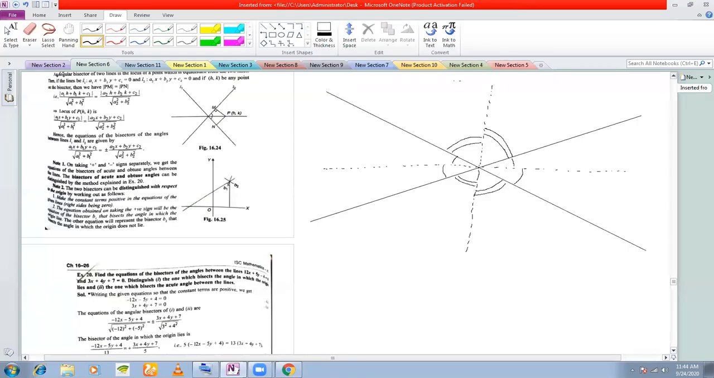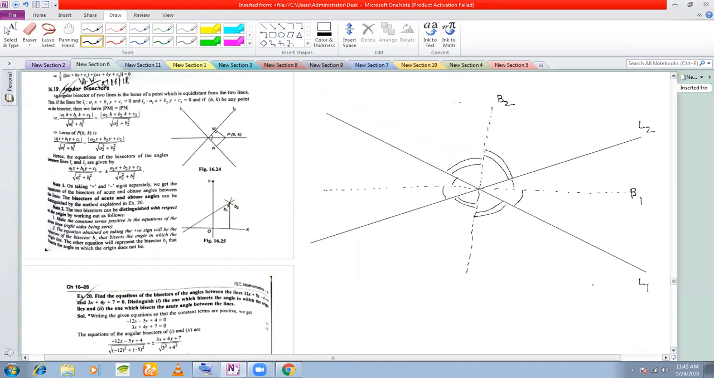So if two lines, say L1 and L2, intersect, then you can have two bisectors, say B1 and B2. Okay, because the angles made are two, that means you will have two bisectors. Now the question is how to find out the equation of the bisector.